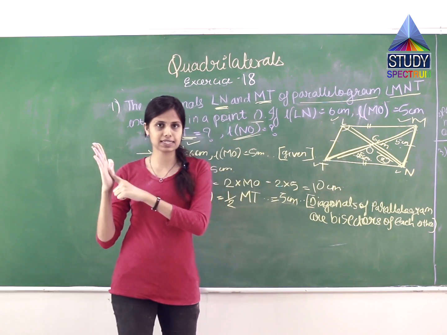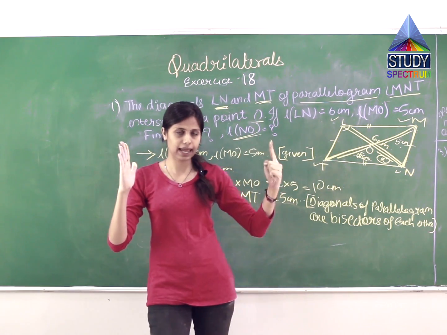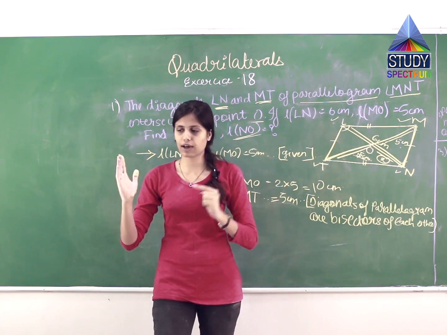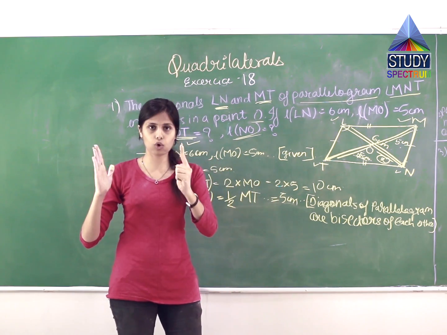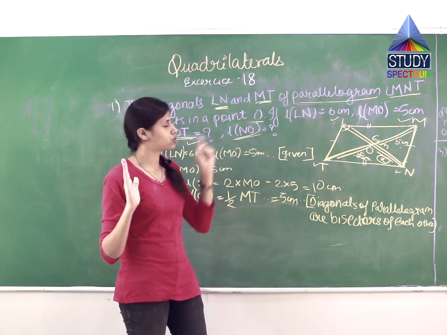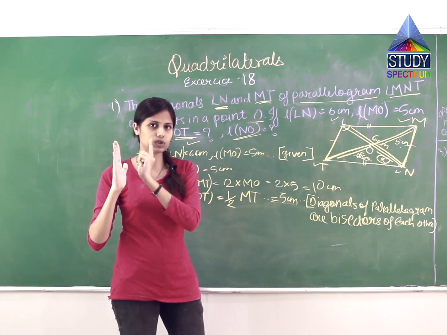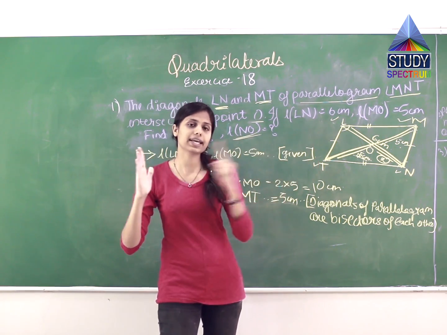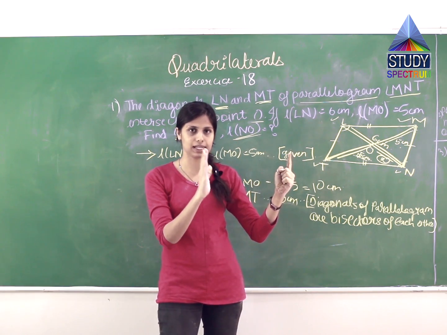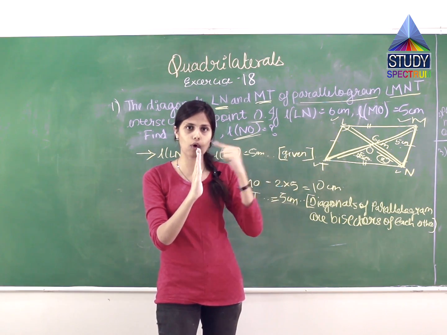If I say L is standing over here and N is standing over here, and in the middle there is a person called M, and if I say the distance from L to O, you have to find the distance between N and O. So if I say that L and N are standing 6 centimeters away from each other, and O is in the middle, you have to find the distance between O and N.